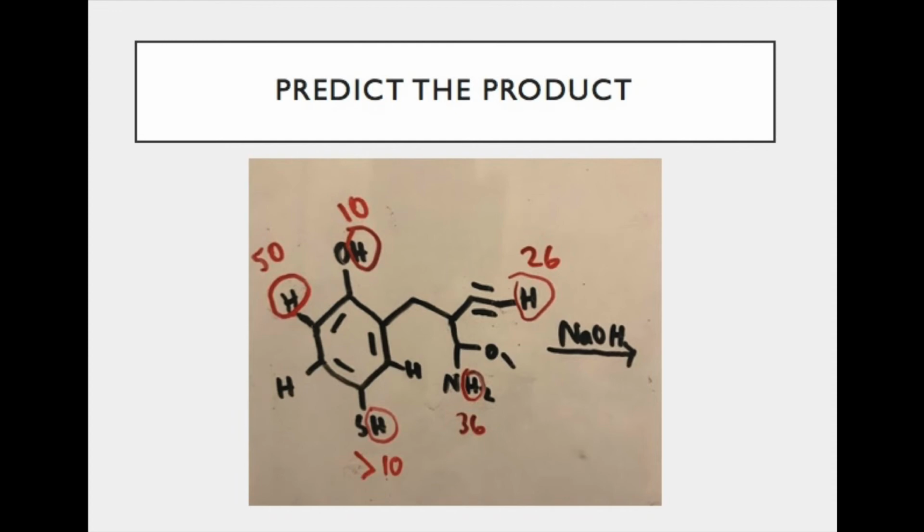Finally, we have another example kind of similar to the one that we just did. With the same thing, we see that there are multiple protons that can be deprotonated. So how do we figure out which of these protons are going to be taken away by our base, sodium hydroxide? We have to look at our pKa values. And since we know our pKa values, we can just go ahead and list them right off the bat.